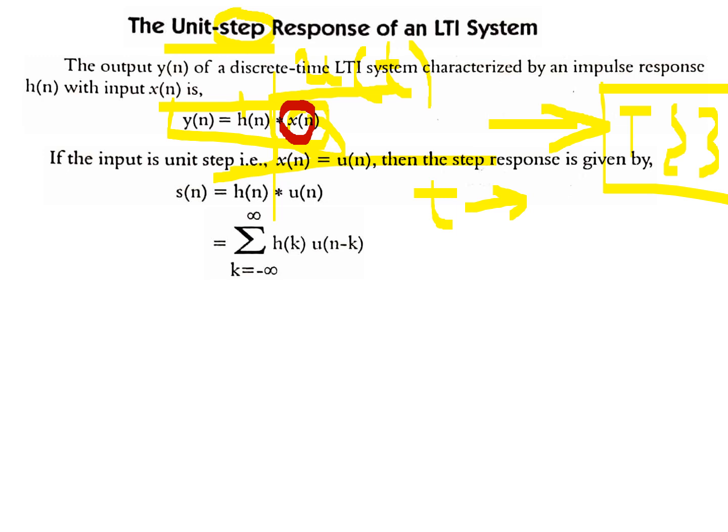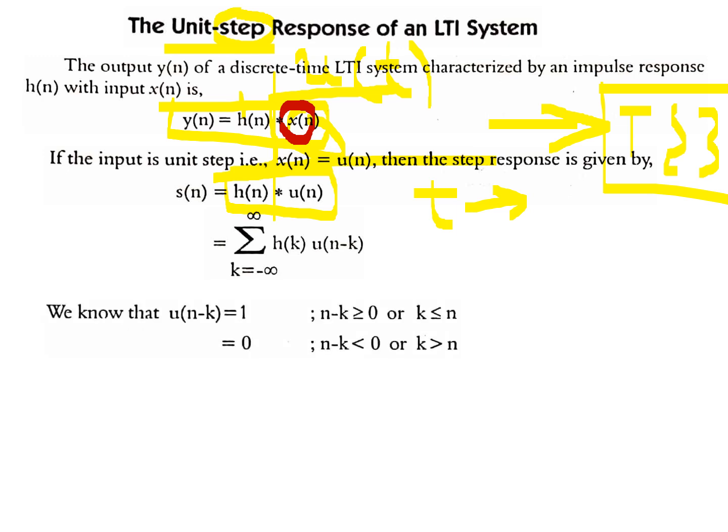Yeah, see, this formula is there: h of n and convolution u of n. I just expanded it using the convolution formula. Summation k ranging from minus to plus infinity, h of k into u of n minus k. U of n becomes u of n minus k. This signal is flipped.